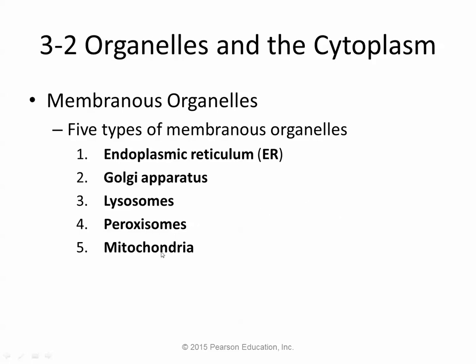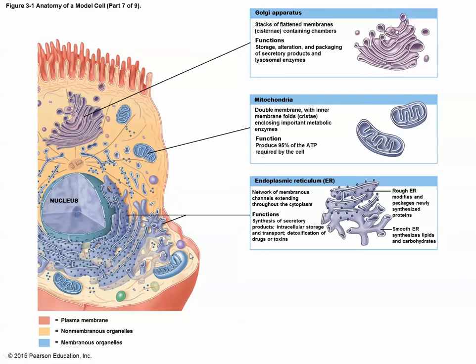Then we have our mitochondria. These are kind of like the refineries of the cell and the energy. Some people say they're the powerhouse of the cell because they are the energy producers. They are what produce adenosine triphosphate.